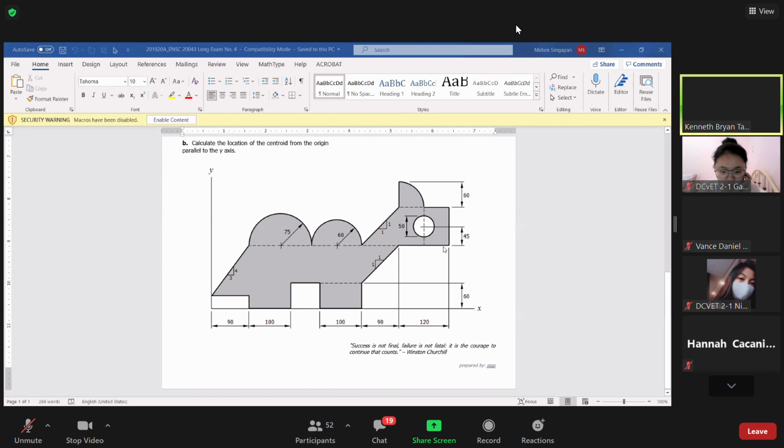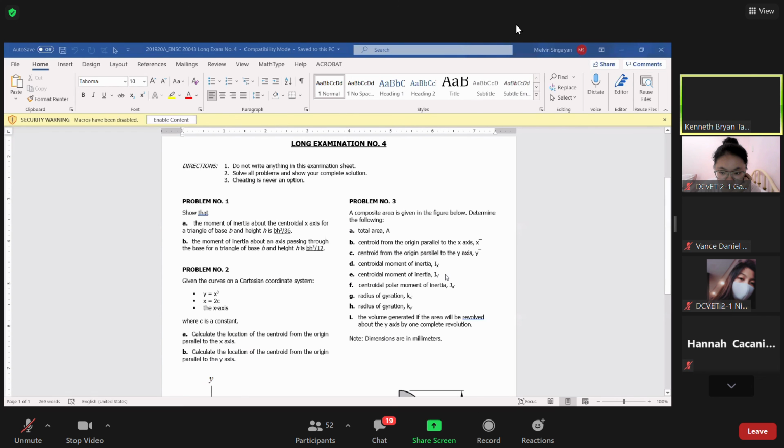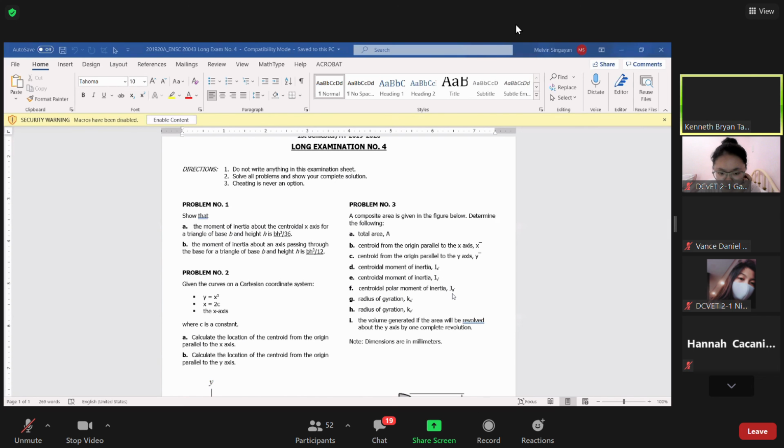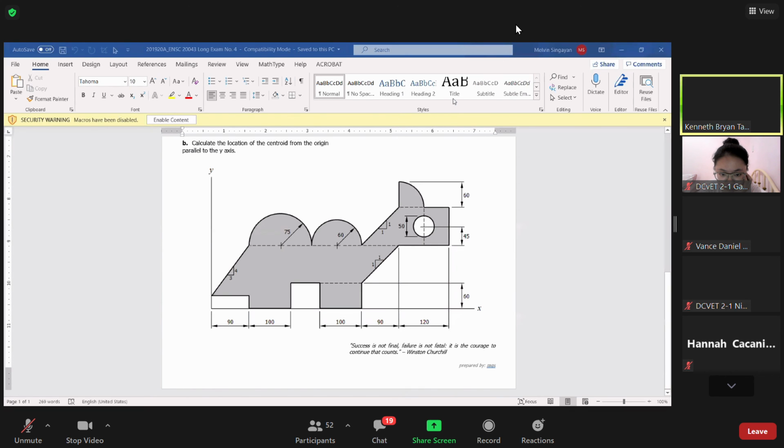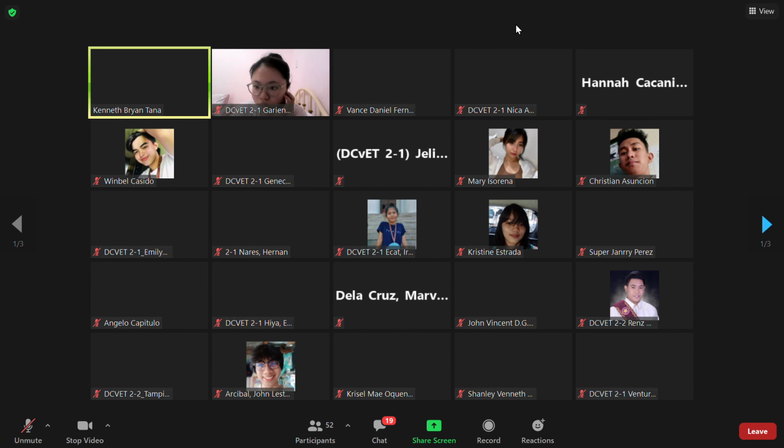Total area, centroid from the origin parallel to the x-axis, bar x, bar y, centroidal moment of inertia, Ix prime and Iy prime, centroidal polar moment of inertia, J prime, radius of gyration, kx prime and ky prime, and volume generated if the area will be revolved about the y-axis. Ano yun? Pappus theorem. Kumbaga, kapag nakayanan mo nang mag-solve ng mga ganyang type ng problem, sobrang dali na ng pagkuha ng centroids and moment of inertia.